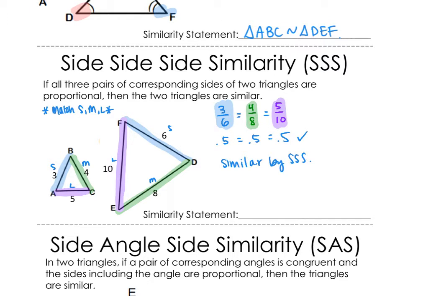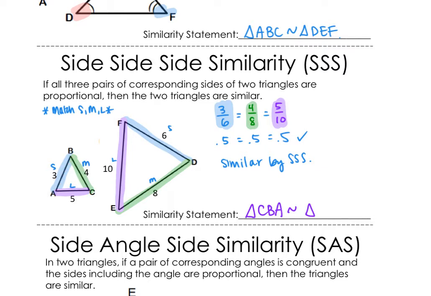Then we can go ahead and write our similarity statement. So we can say triangle, let's just mix it up instead of ABC, let's say CBA. When we write our similarity statement, we need to make sure we match up our corresponding angles. So I went C, then B, then A.